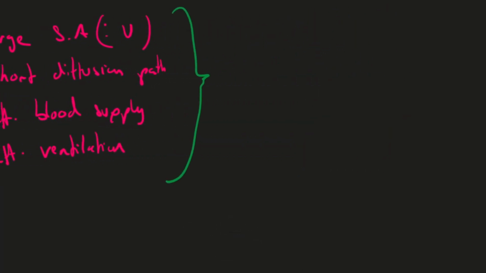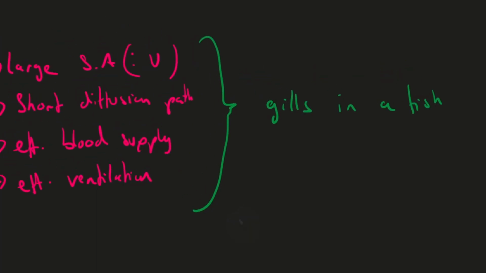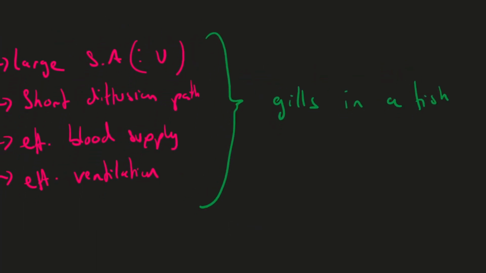So for example, the gills in a fish. One particular one that you might use for the gills in a fish would be the large surface area. They're specifically adapted to have a really large surface area to allow more oxygen to diffuse into them. You can also say the small intestine. The small intestine essentially exchanges nutrients into the blood. So again, you can say there's a short diffusion path, efficient blood supply, things like that.